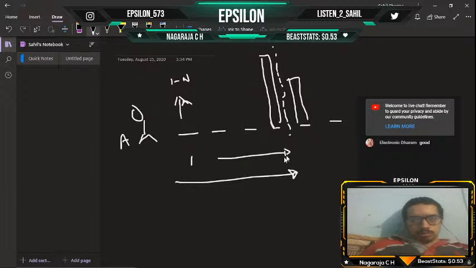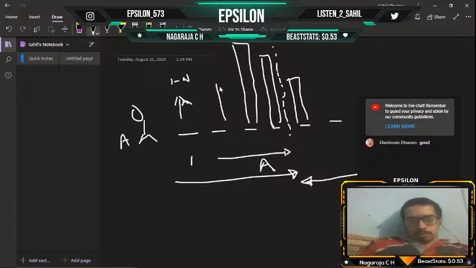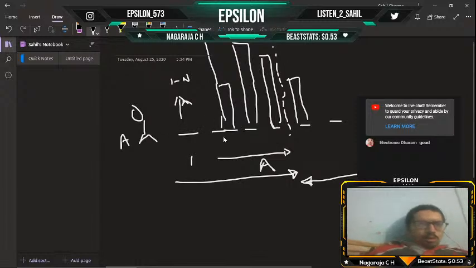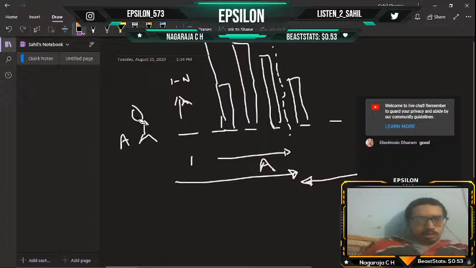So he sees these buildings, and the guy on this side sees buildings B. He can only see up to these. So let's just keep the same question. Let's repeat the others.